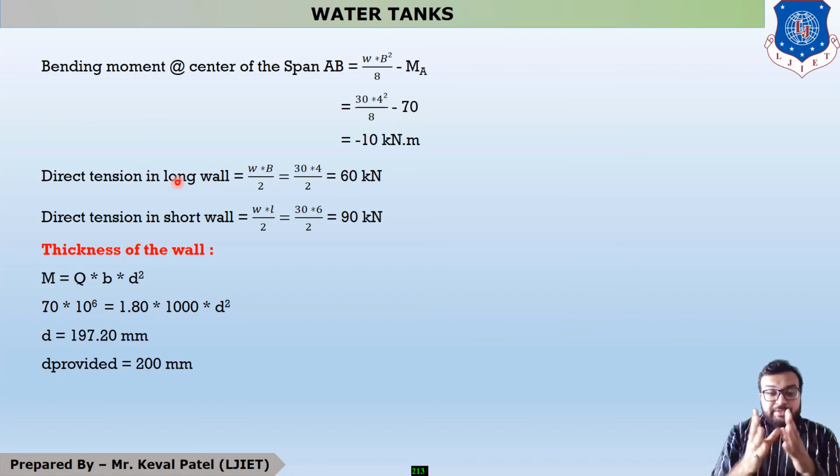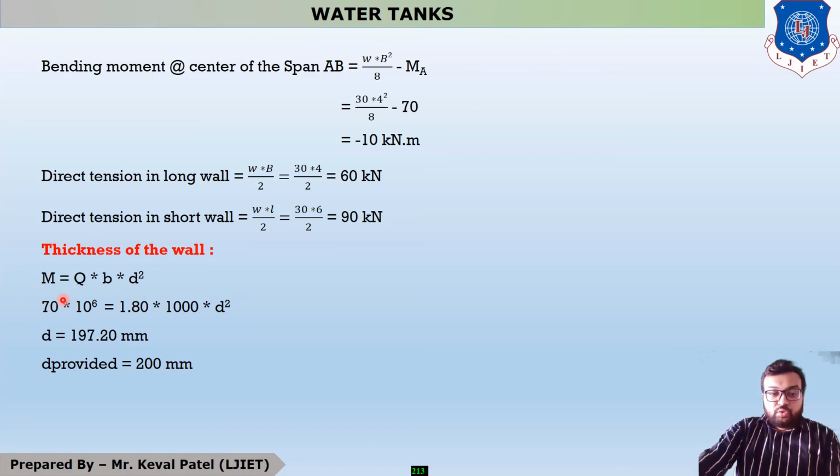Now students, it is already discussed that there are three moments, plus 70, plus 65 and minus 10. So what is the maximum value? The maximum value is plus 70. So if we are designing the thickness of wall with the help of maximum moment, then it is passed for minimum moments also. So now we are moving further to the thickness of wall. The equation of thickness of wall is M is equal to Q into BD square.